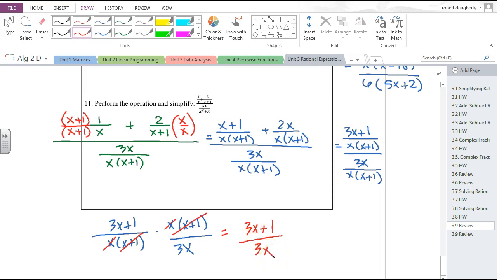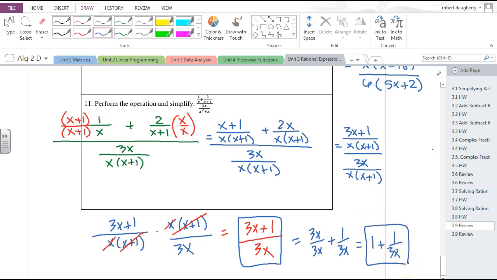If you want to lose points, you could cancel those 3x's, but that would be wrong. You cannot. 3x plus 1 divided by 3x, those are not identical. So this is your final answer, 3x plus 1 over 3x. The only other thing you could do is break this up. Like I said, this is a good final answer. The other way of thinking of this is 3x over 3x plus 1 over 3x. So that is 1 plus 1 over 3x. Either of those would be acceptable final answers.